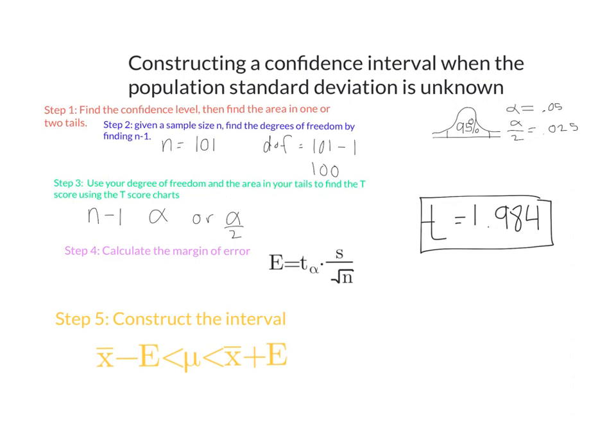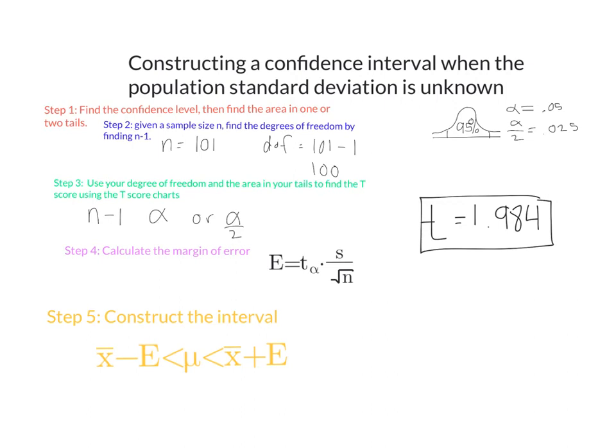So the last step is to construct the interval, which is your sample mean minus the margin of error is less than your population mean is less than your sample mean plus the margin of error, which just means your population mean is in between your sample mean minus the margin of error and plus the margin of error. And that's how you construct it when the population standard deviation is unknown.